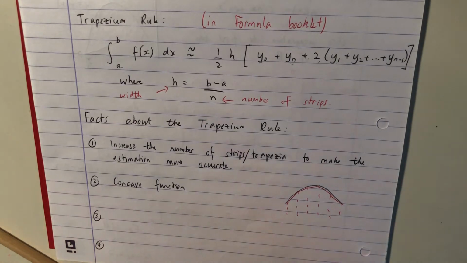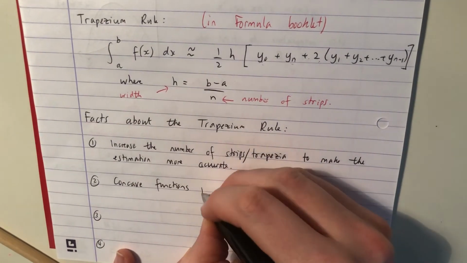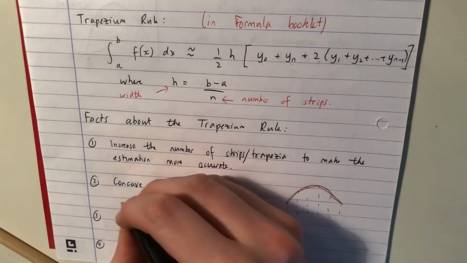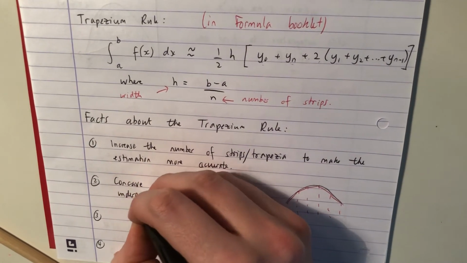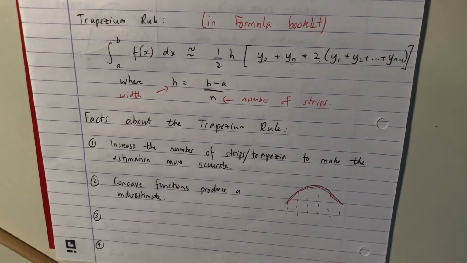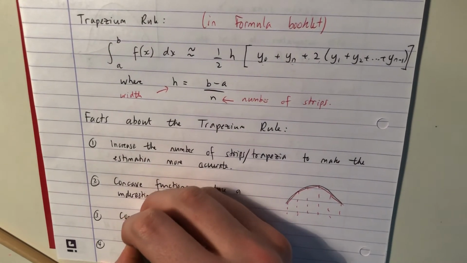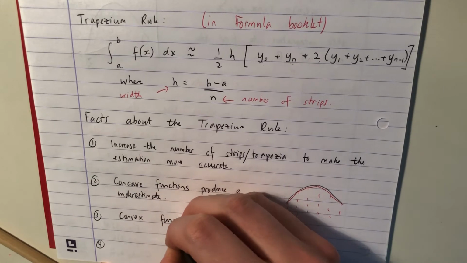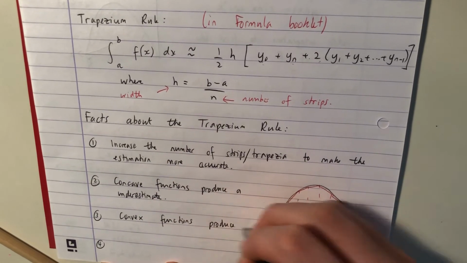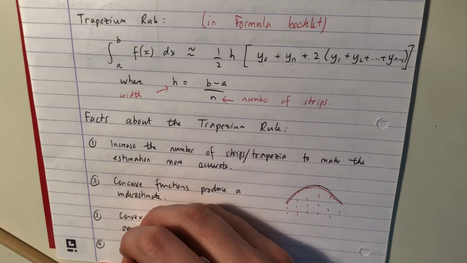So concave functions produce an underestimate, and then the opposite for convex. So convex curves or functions produce an overestimate.